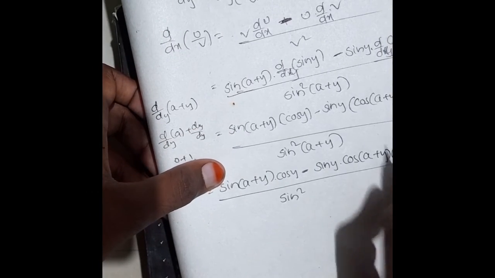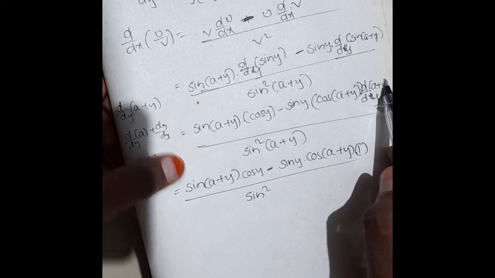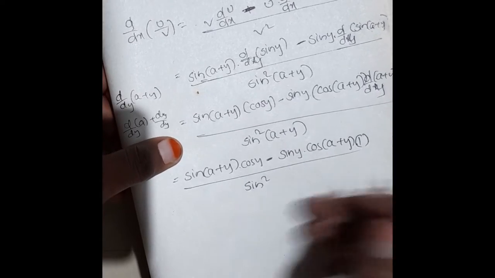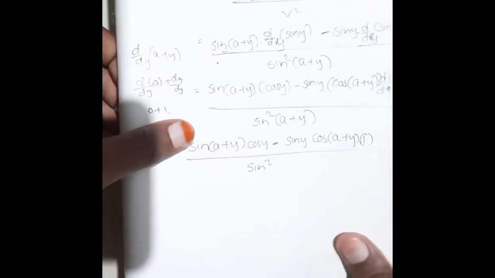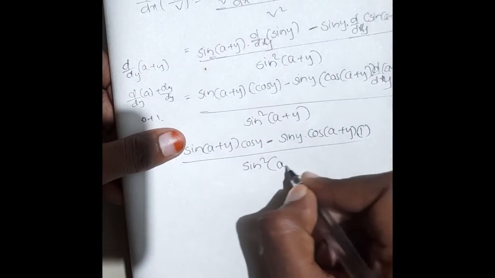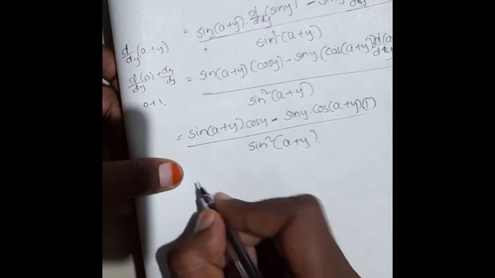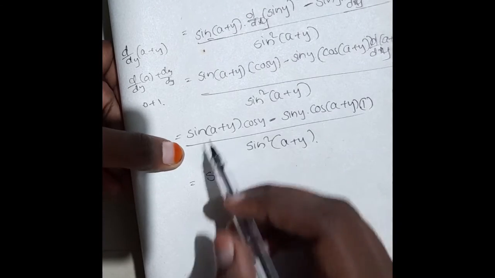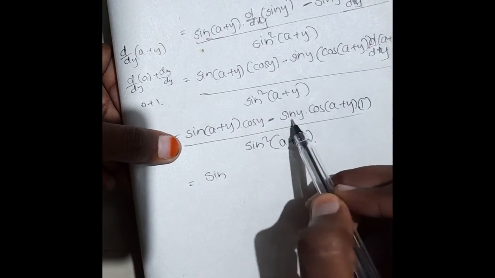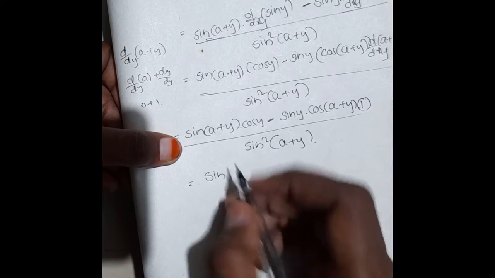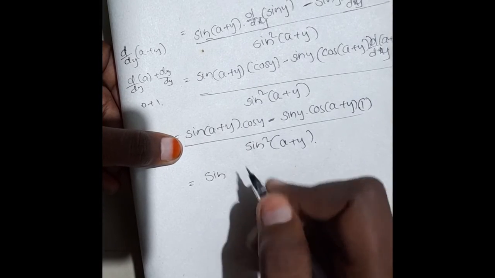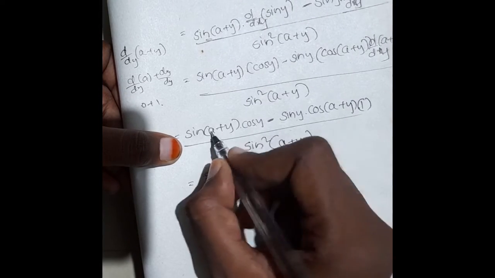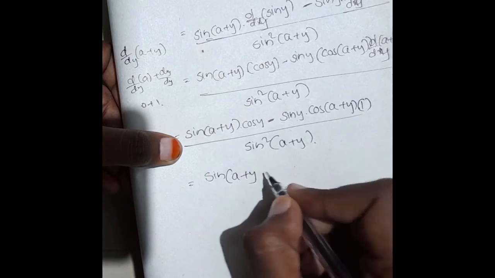It did not affect this, but sometimes here if you have another value, that may change. So be careful, okay? So now sin²(a + y). It is in the form of sin a cos b minus sin b cos a. So what is the formula of that? Sin of (a - b), right? What is a here? a + y. What is b? y.